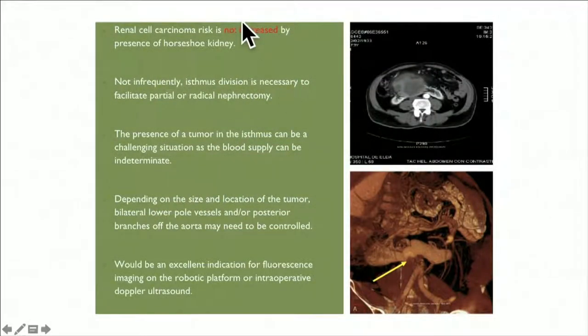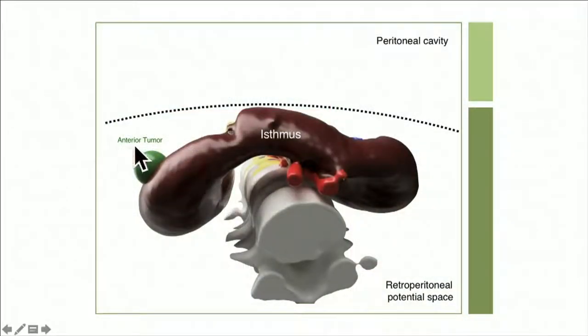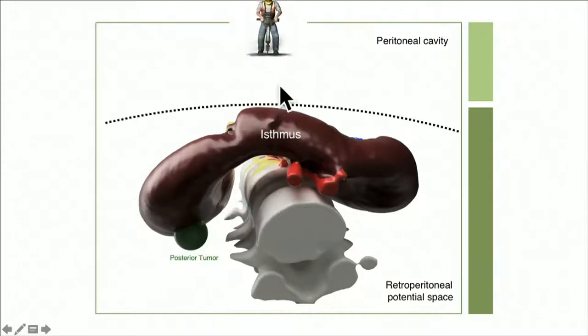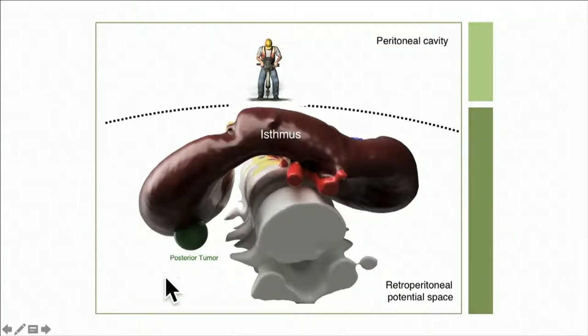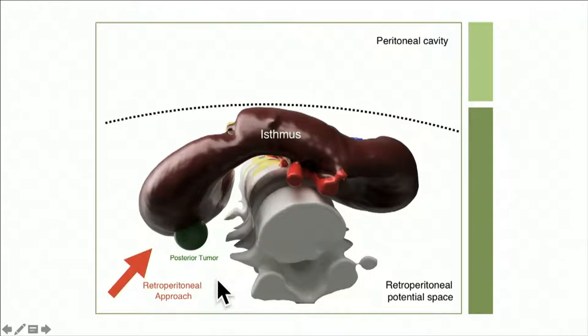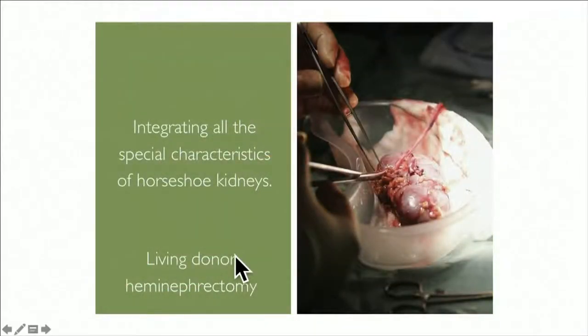Again, keep in mind that renal cell carcinoma risk is not increased in the horseshoe kidney patient, but often you need to divide the isthmus to access a posterior tumor. Example of that would be here. In the case of an anterior tumor, we can approach that very nicely from the transperitoneal approach. In the case of a posterior tumor, though, trying to flip this over can be very problematic, and sometimes you need to transect the isthmus to do that, or what is perhaps a little bit simpler, which is just to approach these retroperitoneoscopically.